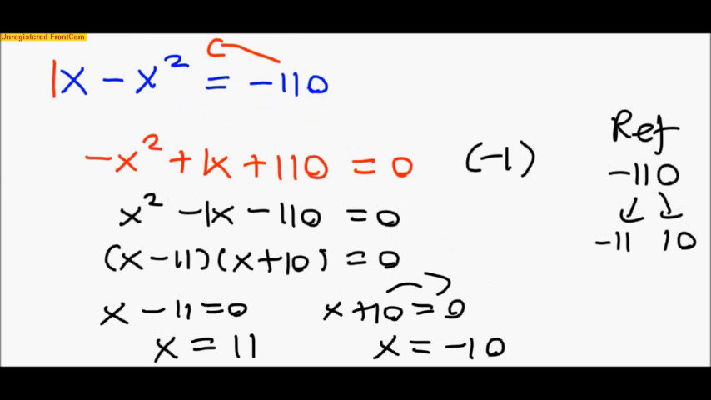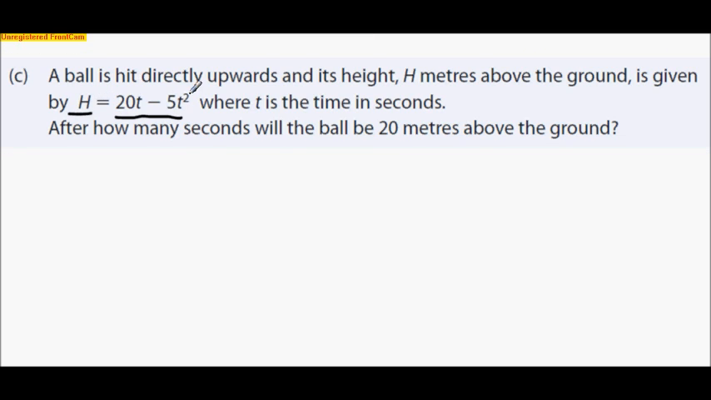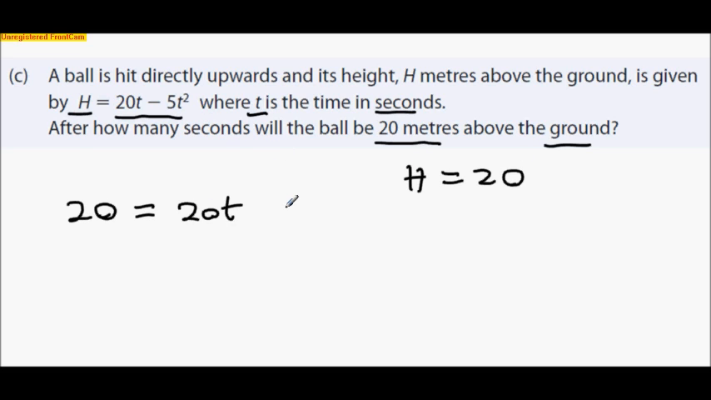Now finally, a ball is hit directly upwards and its height h in meters above the ground is given by h equals 20t minus 5t squared, where t is the time in seconds. After how many seconds will the ball be 20 meters above the ground? H equals 20 is what this question means. The height is 20 meters above the ground. Replace h with 20 and you get 20 equals 20t minus 5t squared.